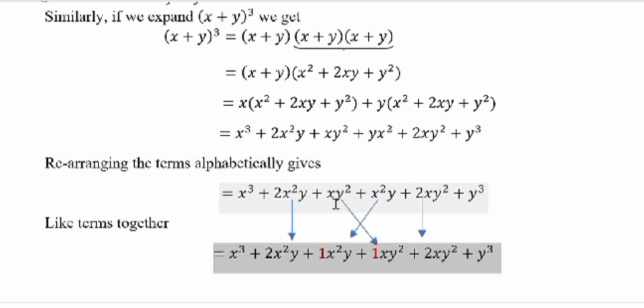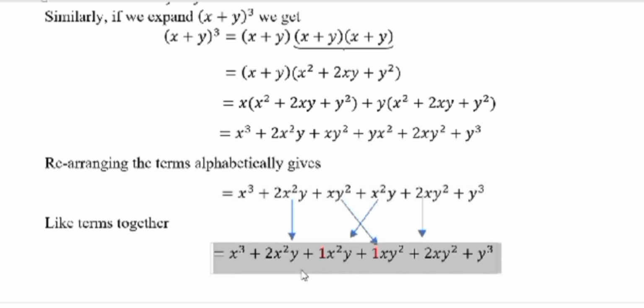Then we come to xy squared. This one is a like term to this one, so we write it down here after it, then plus y cubed. Now this one's in red. It's just to remind you that although their coefficients are not indicated, we know they have a coefficient of 1 in each case. So this one has coefficient 1, this one has coefficient of 1.